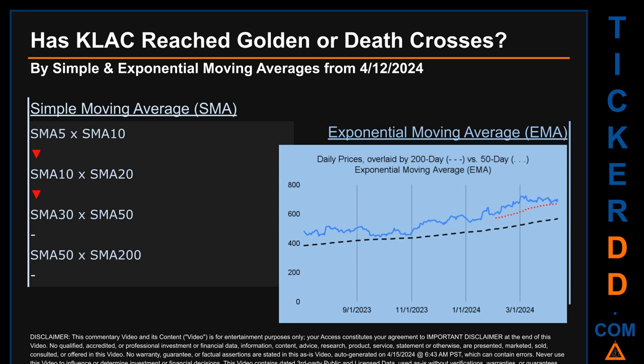Continuing with SMA, we looked across the 5 to 10, the 10 to 20, and the 30 to 50-day ranges to see if golden and death crosses had been reached. We found a death cross signal for the 5 to 10 and the 10 to 20. We could not find either a golden cross or a death cross signal for the 30 to 50, and the 50 to 200.